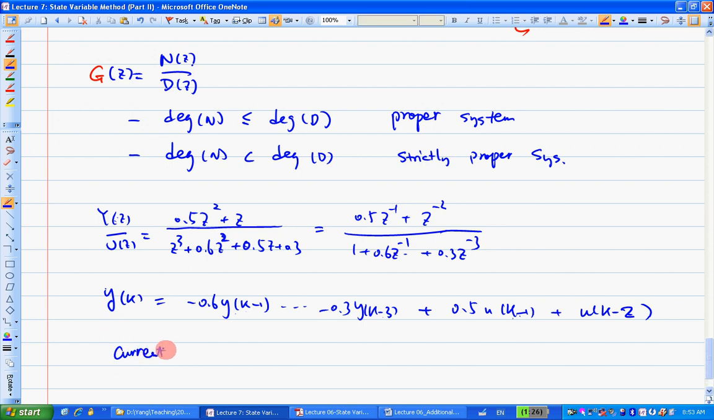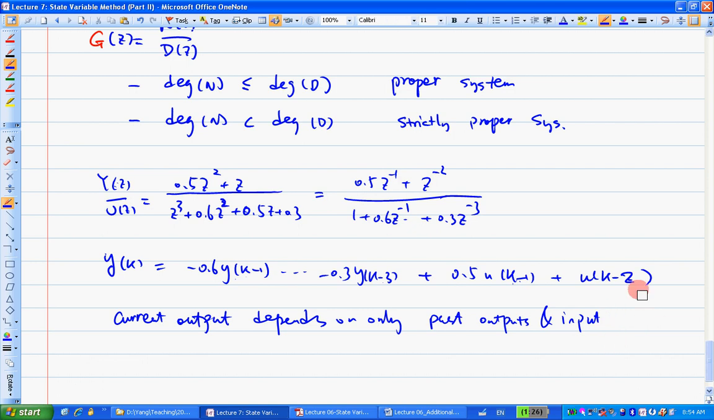So the current output depends only on past outputs and past input values, in this particular case. So that's basically a causal system. And this is why it's called a strictly proper system. Strictly proper. So then what happens?